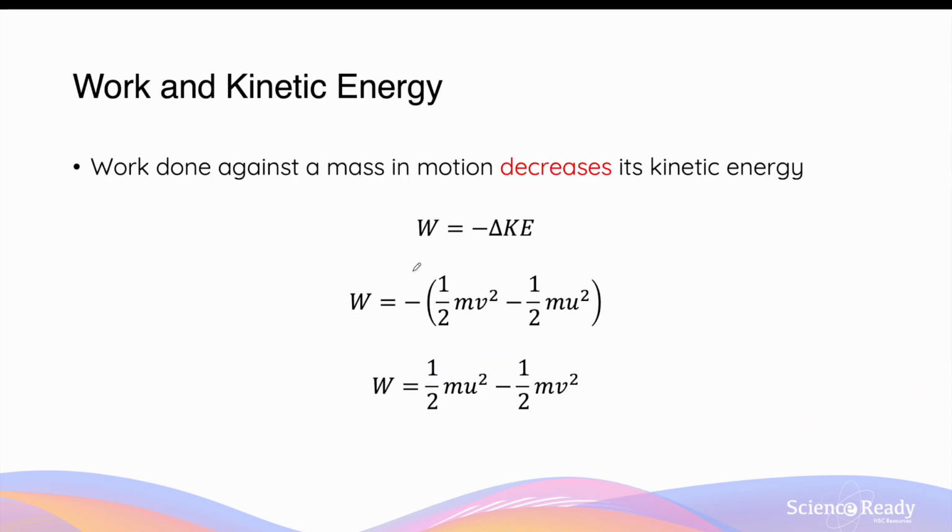Work can also be done against the mass in motion, which decreases its kinetic energy. This means that work does not always need to increase an object's kinetic energy. It can be done so to decrease it. In this case, algebraically, the work done is equal to the negative change in kinetic energy, and this will simplify into half mu squared, which is the initial kinetic energy, minus half mv squared, the final kinetic energy.